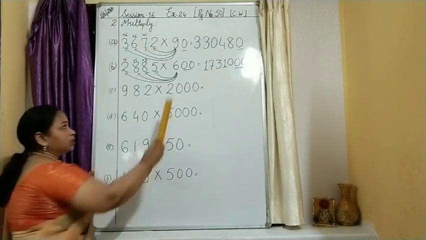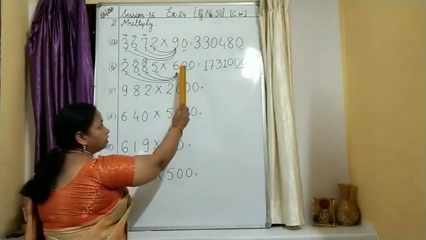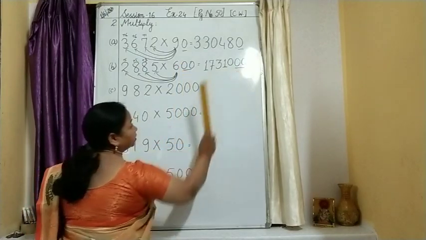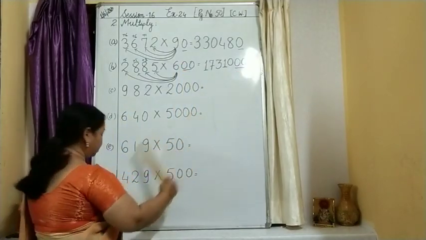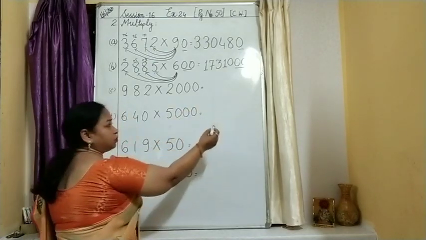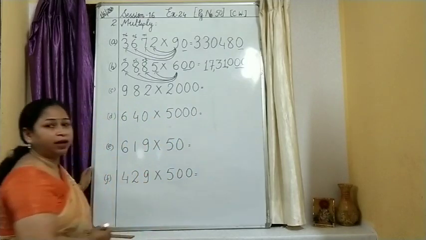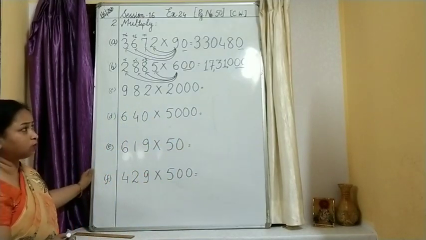Now what? The left out zeros which I have ignored, now they will get the place over here, and then your answer will be 1731,000. Now if you place the comma, we will get our answer as 17,31,000.